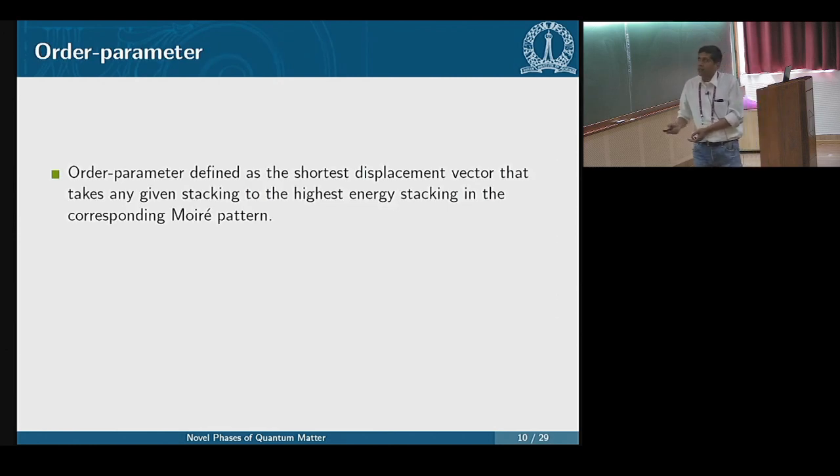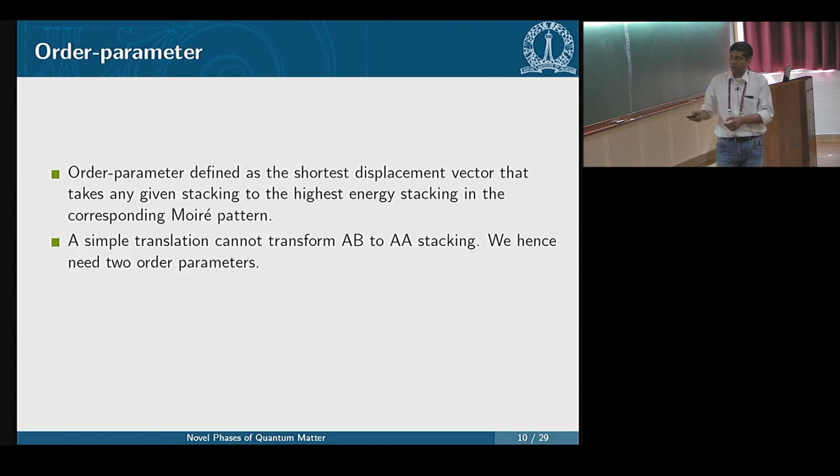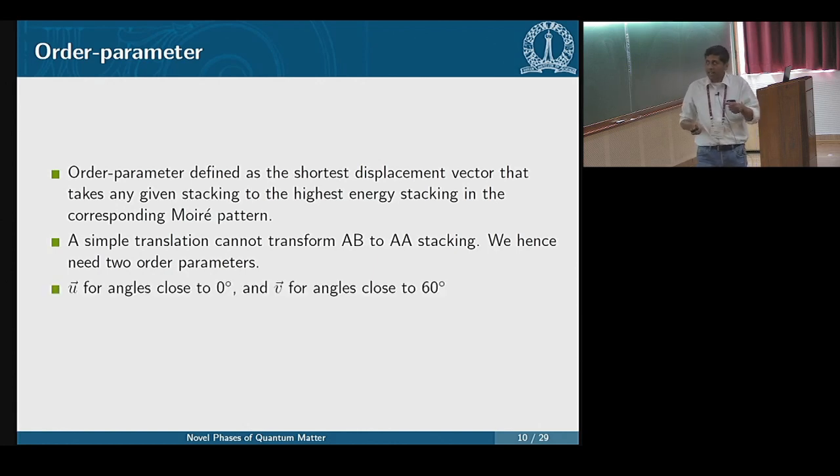In order to do that, we actually define an order parameter. This is a structural order parameter. I have to define one order parameter for stacking near 0 degrees and one order parameter for stacking near 60. Why? Because a simple translation cannot take me from one to the other. So I'll define the order parameter as the shortest vector that will take me from any stacking to the highest energy stacking in that particular Moiré pattern. I have one highest energy stacking in every Moiré pattern.